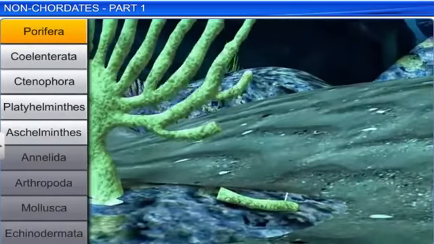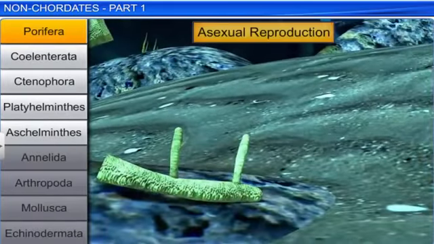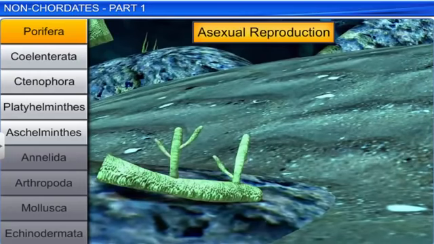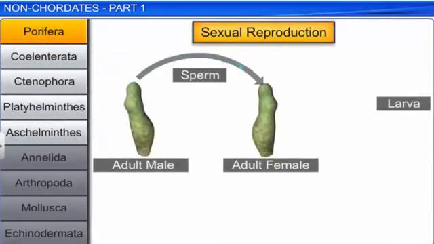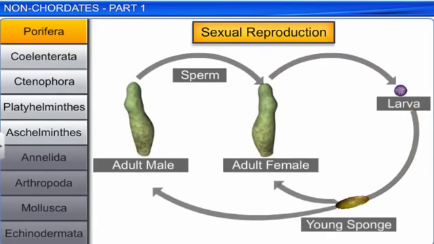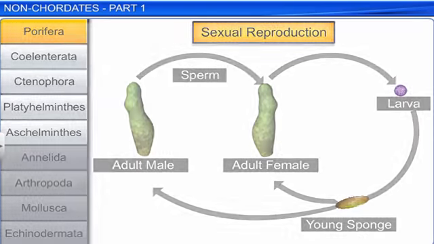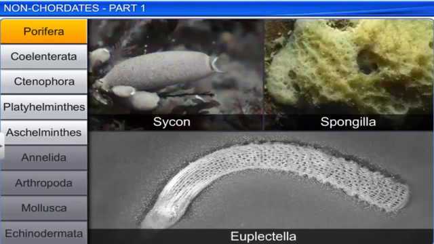Sponges are hermaphrodite and they reproduce asexually by fragmentation as well as sexually by formation of gametes. In sponges, fertilization is internal with indirect development. Sycon, Spongilla, and Euplectella are some common examples of sponges.